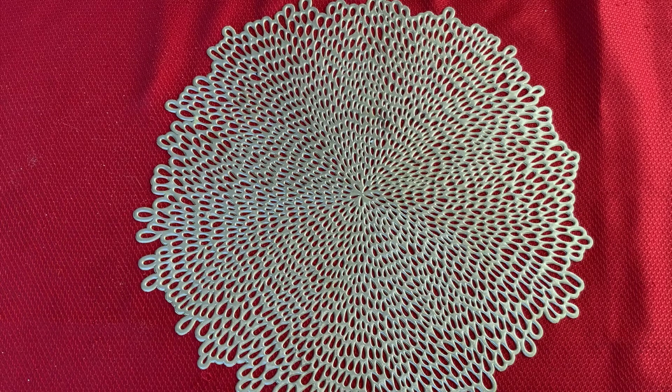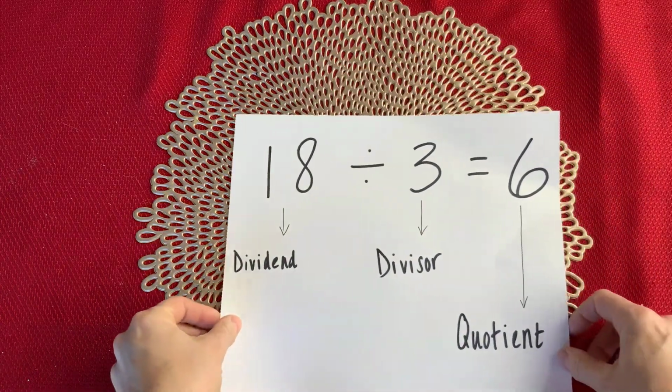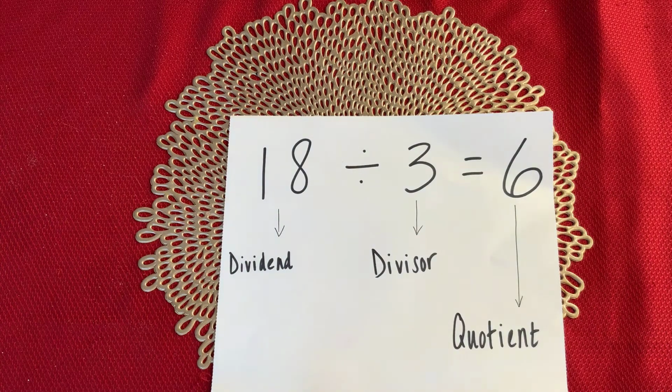Division vocabulary. Each part involved in division has a special name. If we take the problem 18 divided by 3 equals 6, the number 18 is the dividend. The number 3 is the divisor, and the number 6 is the quotient. The dividend is the number that is being split or divided in the division process. The divisor is the number by which the dividend is being divided. It is the number of splits being made. And the quotient is the answer obtained in the division process.